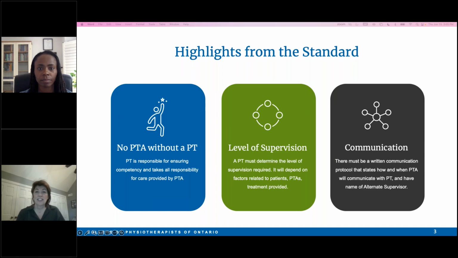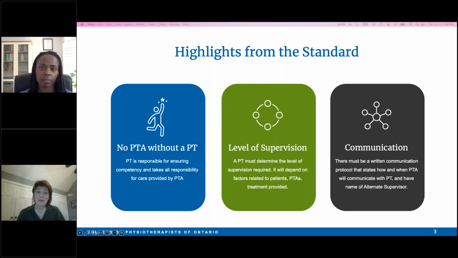So the 4th section, assigning and supervising. You need to ensure the PTA has competency to deliver safe, competent care. You need to discuss the roles of each member, physiotherapist and physiotherapy assistant, and you need to get consent from the patient for working with a physiotherapy assistant. There needs to be the name of the physiotherapy assistant on an invoice, and you need to provide a suitable level of supervision to the PTA.